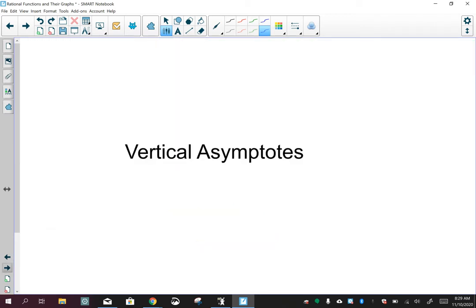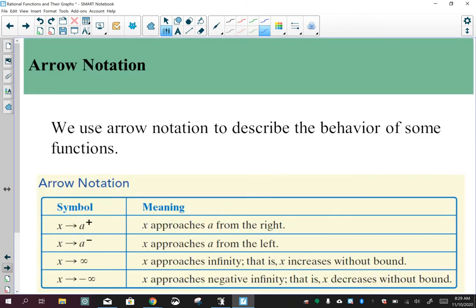So now let's talk about vertical asymptotes, because this is where a lot of your problems are going to come from. They're going to come from the vertical asymptote piece. And they're going to actually have you start looking at coming from specific directions. So you're going to start seeing what's called arrow notation. So when you're looking at this, you have to pay attention to what it's asking you. It's going to be asking you possibly one of 4 things.